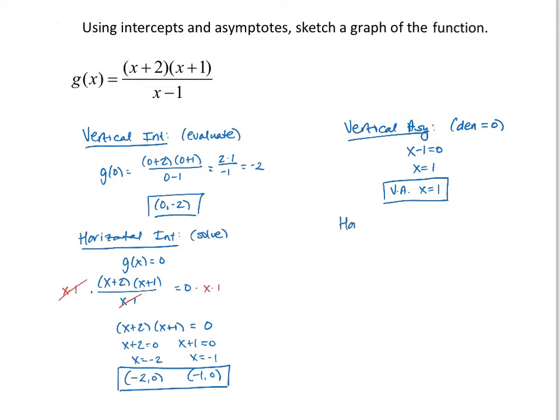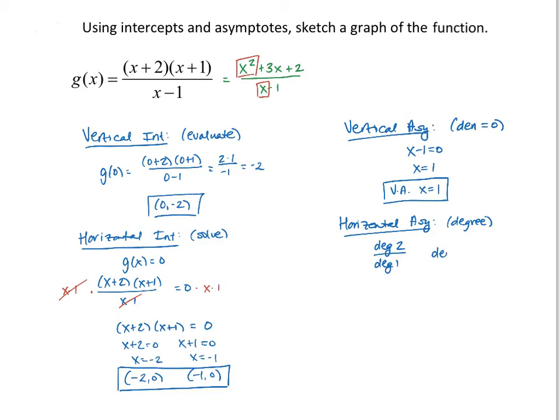Now let's think about horizontal asymptotes. This is where we take a look at the degree of the function. It may be helpful here to actually multiply out your numerator. If we were to FOIL x plus 2 times x plus 1, we'd have x squared plus 1x plus 2x, so we could write that as x squared plus 3x plus 2 all over x minus 1. We're always looking at the leading terms so that we can find the degree when we're thinking about horizontal asymptotes. So this function has a degree of 2 in the numerator and a degree of 1 in the denominator.